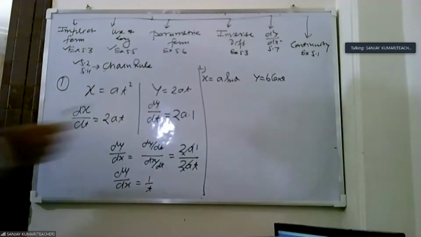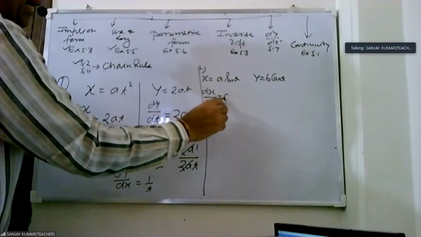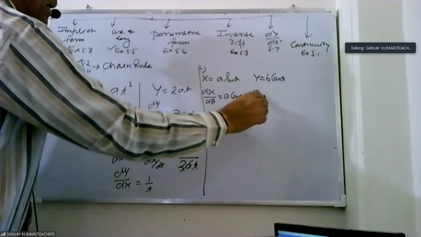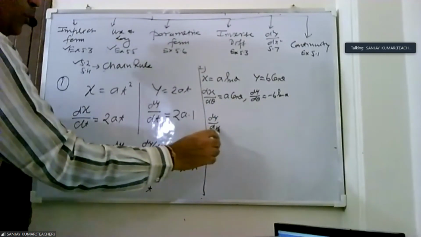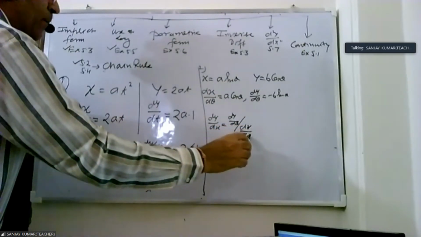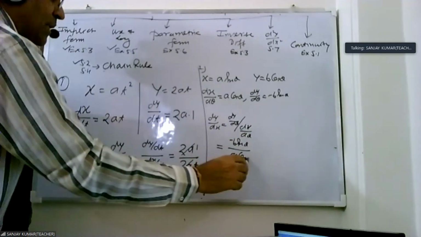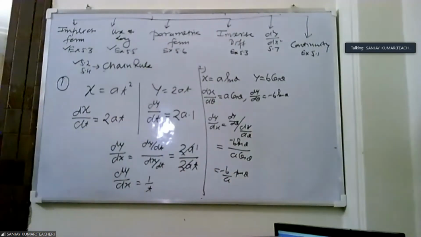First you find dx by dt, that is dx by d theta, because theta is here. The derivative of a sin theta is a cos theta. Then dy by d theta is minus b sin theta. Then dy by dx is very simple: you divide dy by d theta by dx by d theta. That is minus b sin theta divided by a cos theta. The answer is minus b by a tan theta. So first you find dx by dt, then dy by dt, and then divide to get dy by dx.